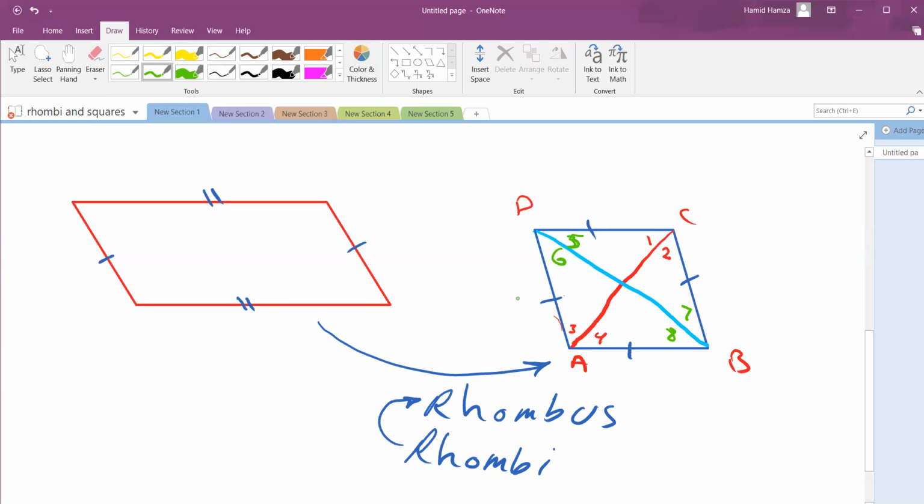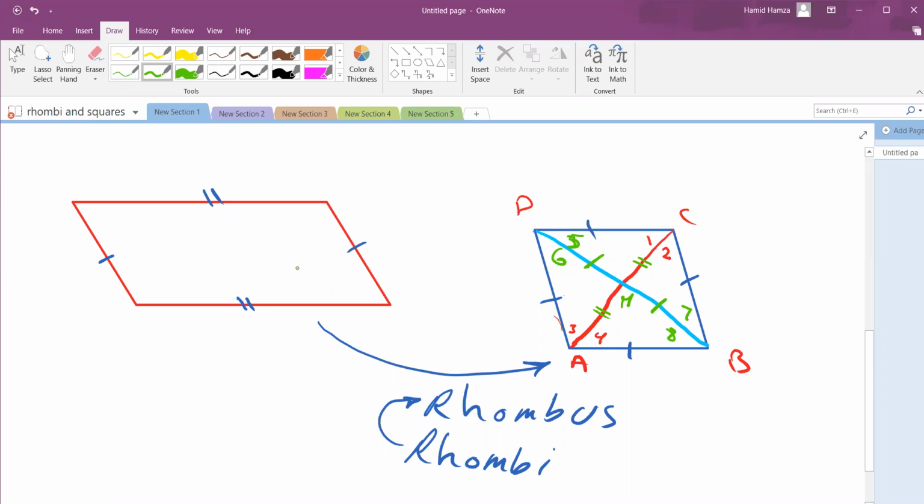So what else? We have from the parallelogram, the diagonals bisect each other. That means this part will be equal to this part. M is a midpoint. Okay, guys. And this part will be equal to this part. So AM equals MC. And DM equals MB. Like the diagonals in a parallelogram.